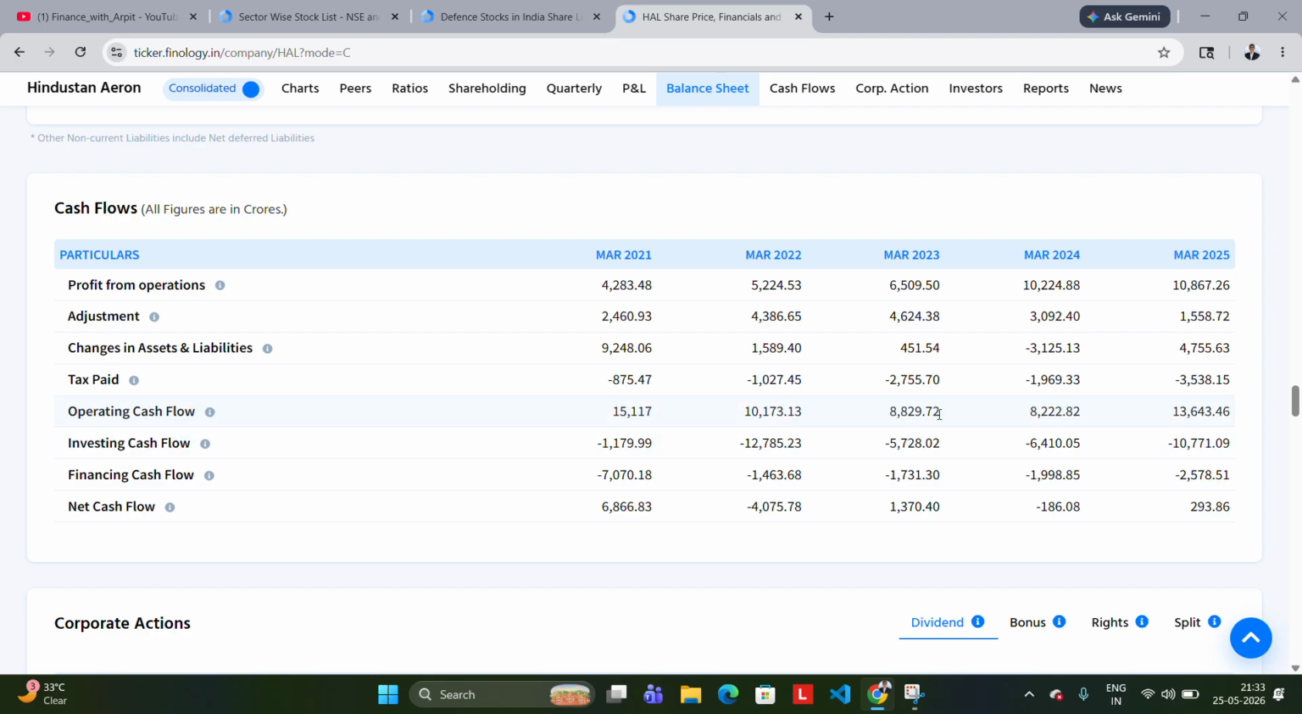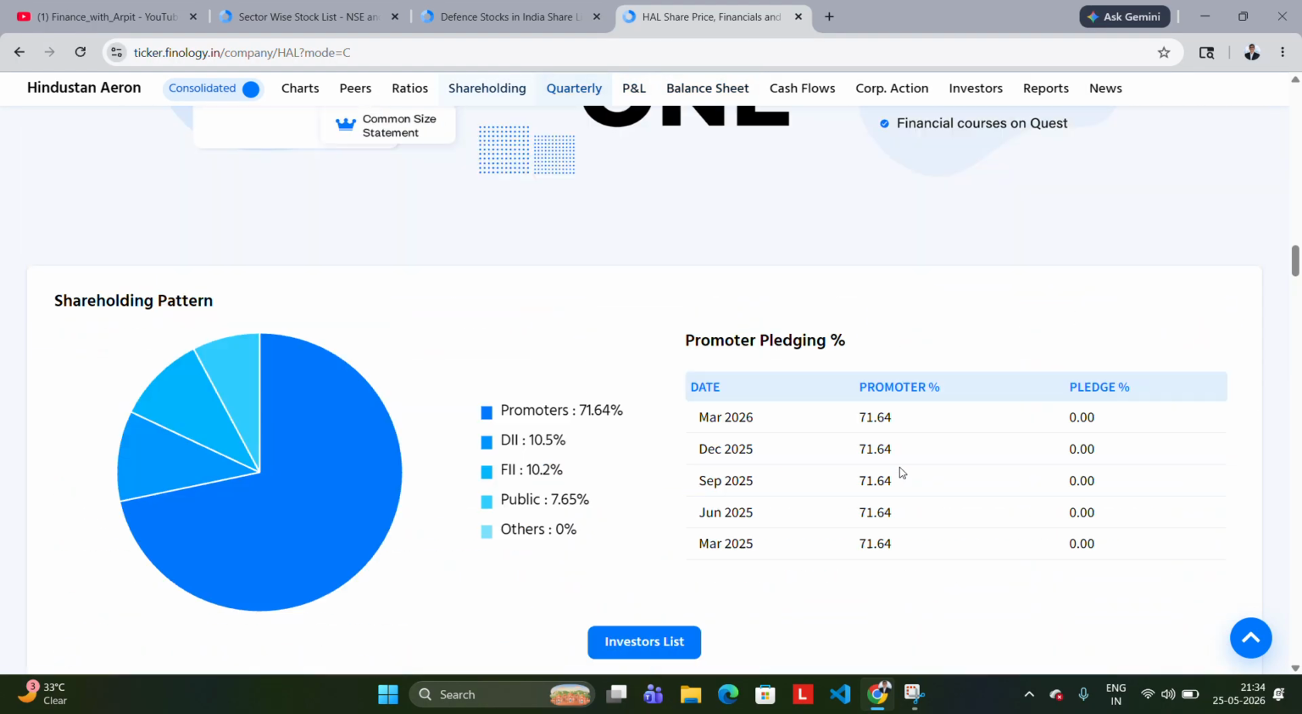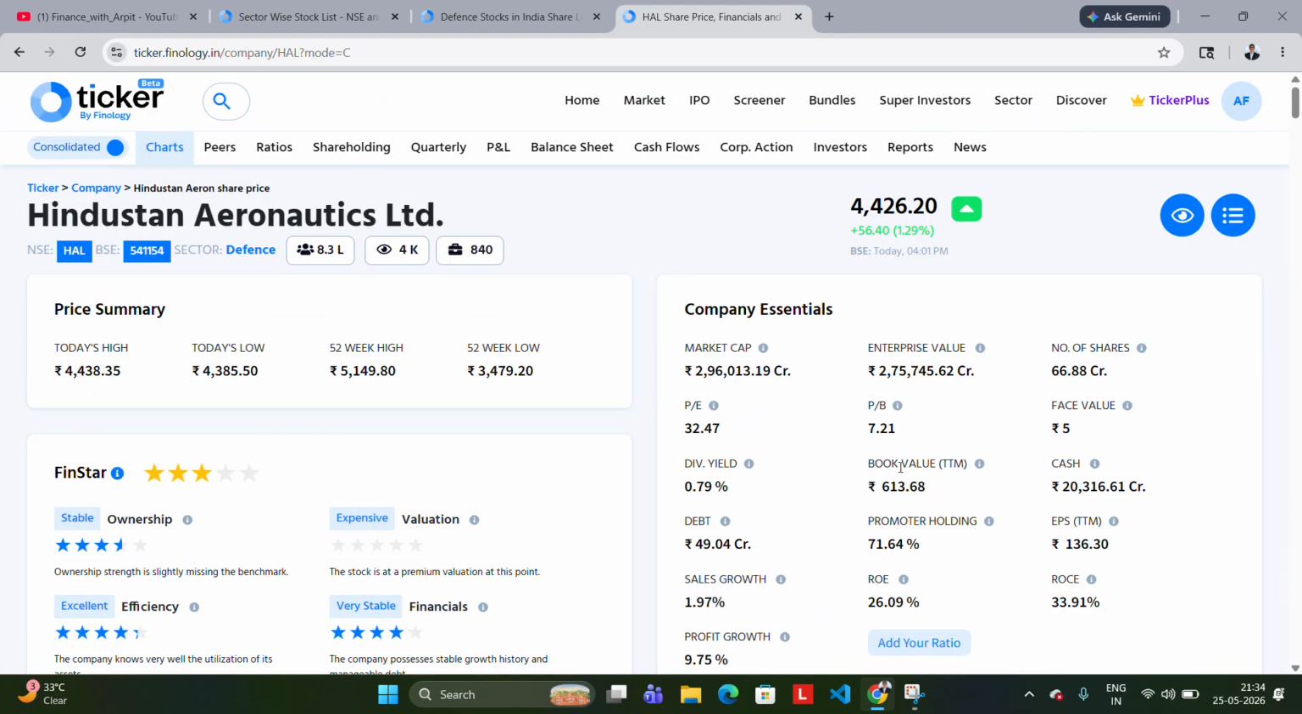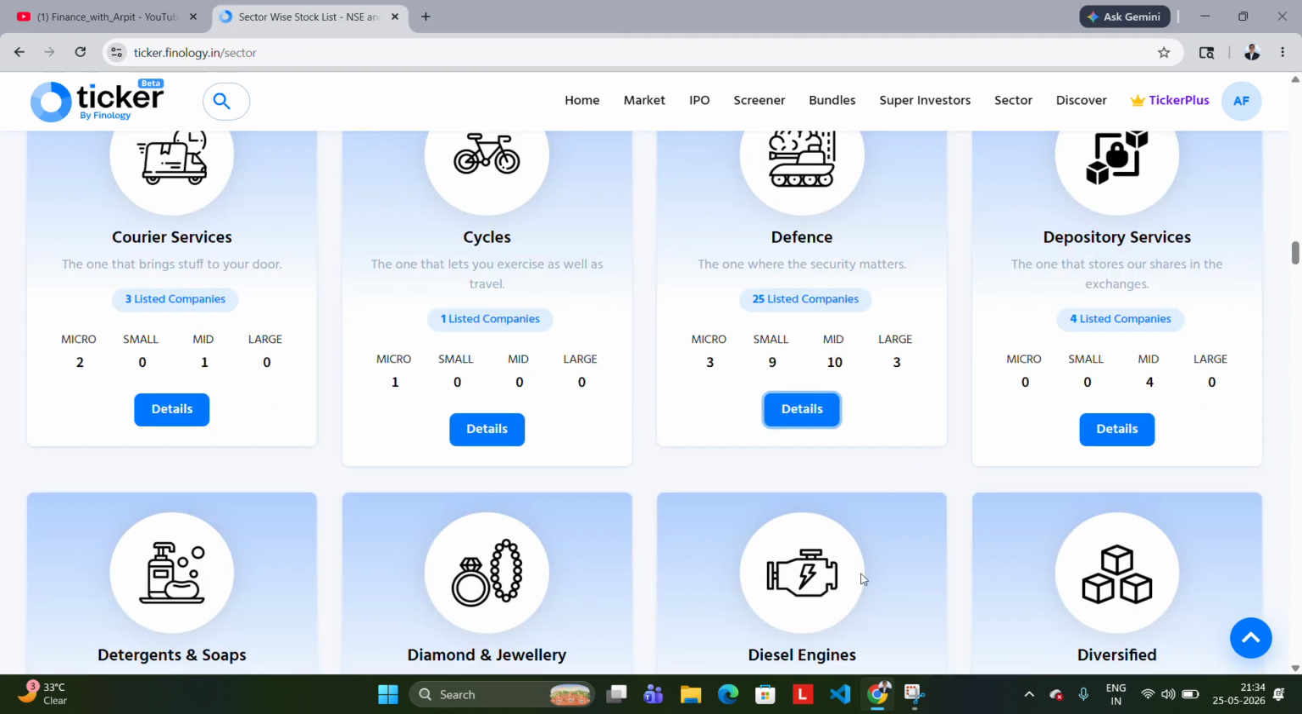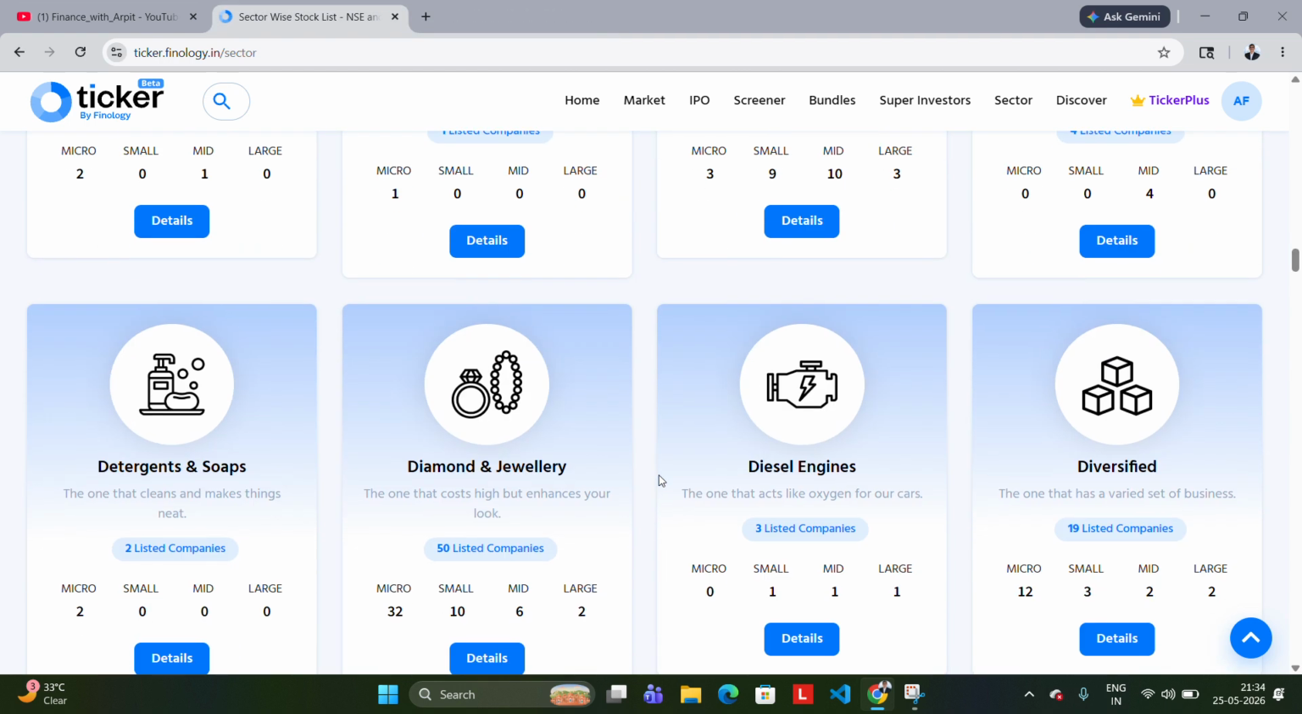Also, operating cash flow should be positive. It is. Overall cash flow is also positive. According to me, this is a good stock in the defense sector, but it's not a buy recommendation. Let me tell you, this is just for educational purposes.